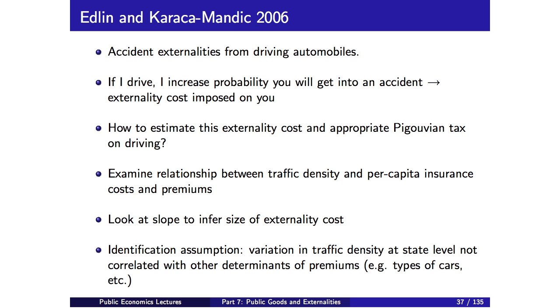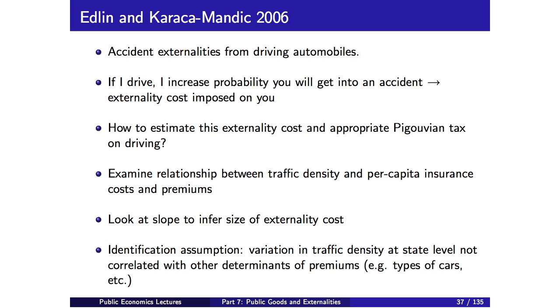So the way they get at that is clever. They examine the relationship between traffic density and per capita insurance costs and premia. So the idea is that the insurance company in any market is going to break even, right? They're going to set average prices so that they don't lose money. And so by looking at insurer costs and how much insurers are charging people, you can get a sense of the total cost of everyone being on the road.